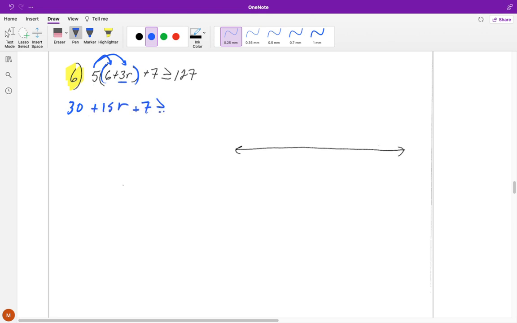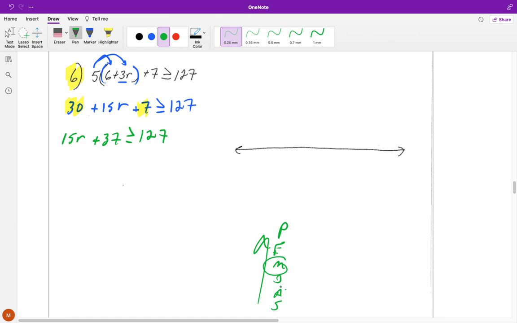And then after we multiply, we say, okay, are there any other simplifying? So are there like terms? Yes. We have 2 constants here, so we can combine those. So now I have 15r plus 7 plus 30, which is 37, is greater than or equal to 127. Once we do this, now we can go ahead and do our PEMDAS in reverse. And we know that we are now multiplying with the 15r, and we are adding with the 37. So I'll cross everything else out.